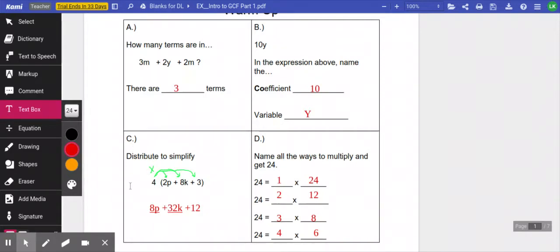Problem C, distribute to simplify. Remember, that means you're multiplying the 4 by each of those 3 terms. So first I did 4 times 2p to get 8p, 4 times 8k to get 32k, and 4 times 3 to get 12. And I know there's going to be plus signs between them. And D, to get 24, I could do 1 times 24, 2 times 12, 3 times 8, 4 times 6, and that's it. So if you have any of those numbers and just flip-flopped order, that's okay too.